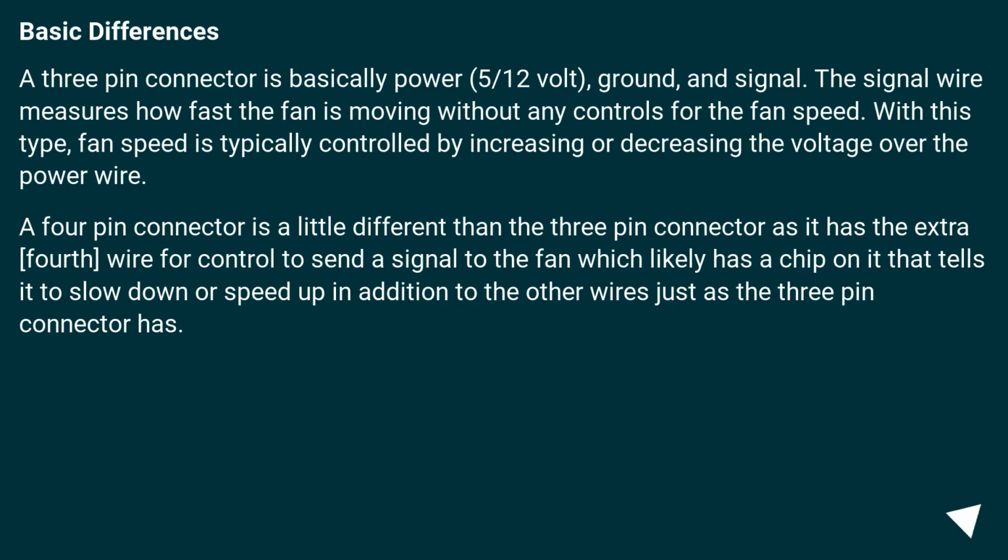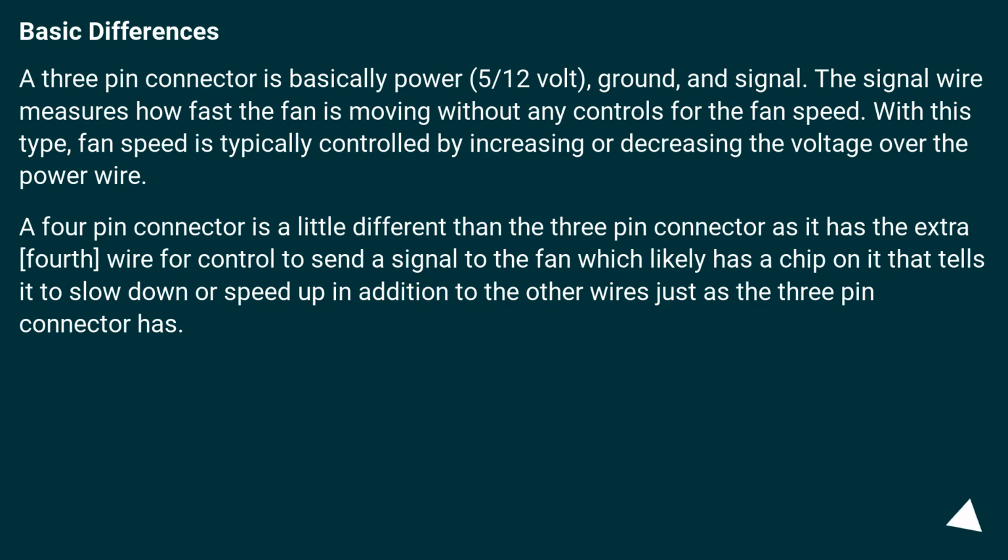Basic differences. A 3-pin connector is basically power, 5/12 volt, ground, and signal. The signal wire measures how fast the fan is moving without any controls for the fan speed. With this type, fan speed is typically controlled by increasing or decreasing the voltage over the power wire.